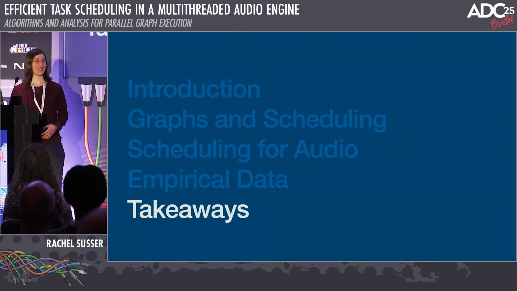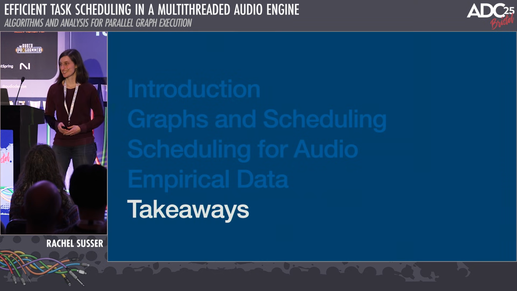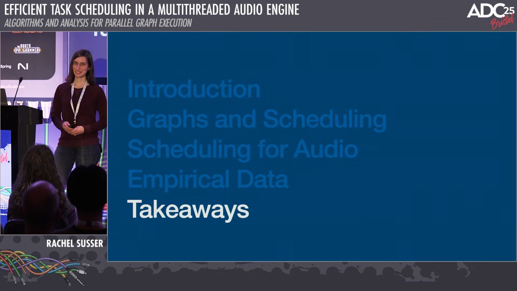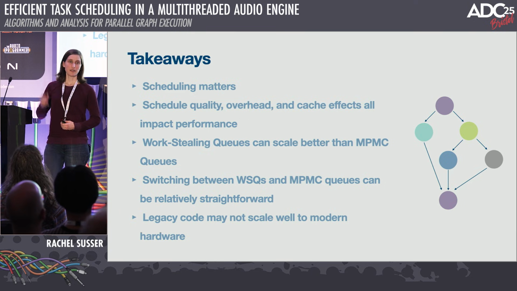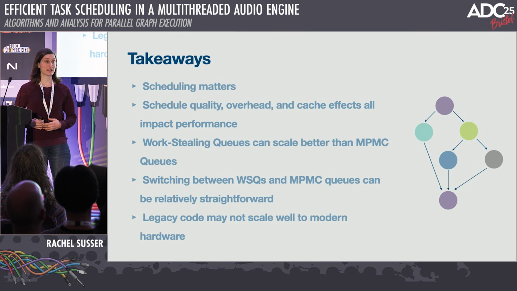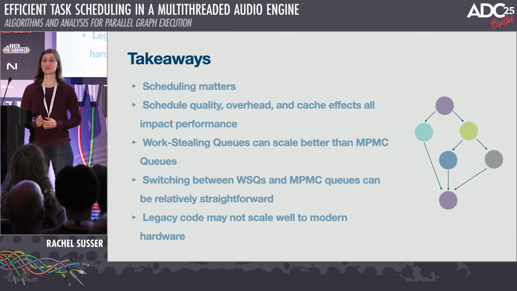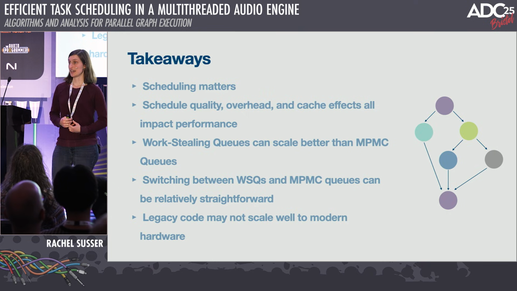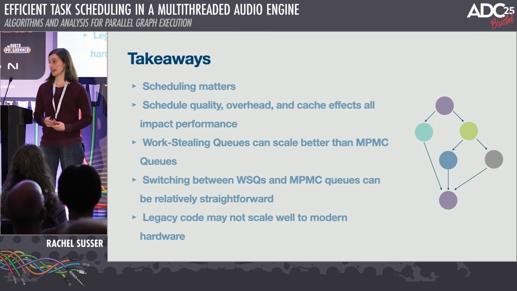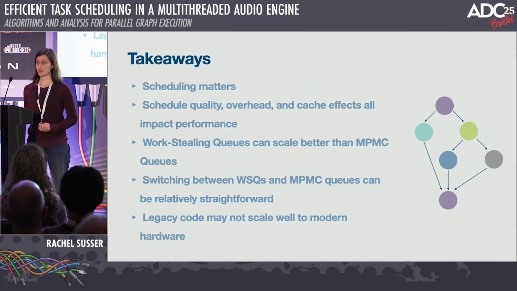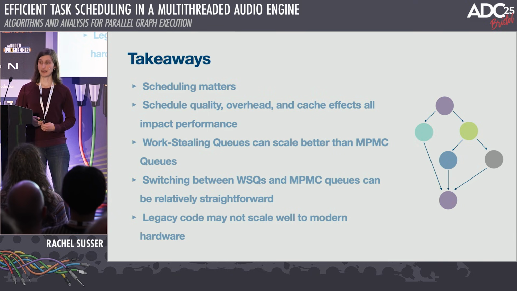Okay, that's been a lot of information. So it's time to wrap things up with a few takeaways. What this research shows, if nothing else, is that scheduling really matters, and that the schedule quality, overhead, and cache effects really all play a role. With detailed profiling and analysis, engineering resources can be focused on the areas that are most in need of improvement.